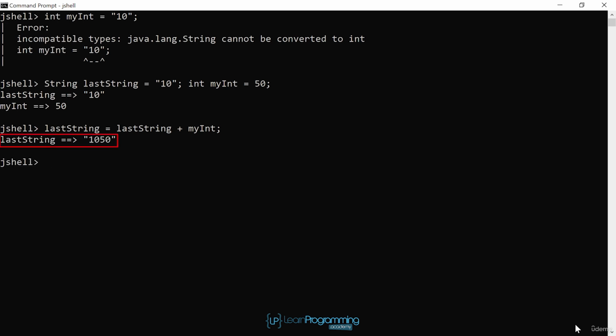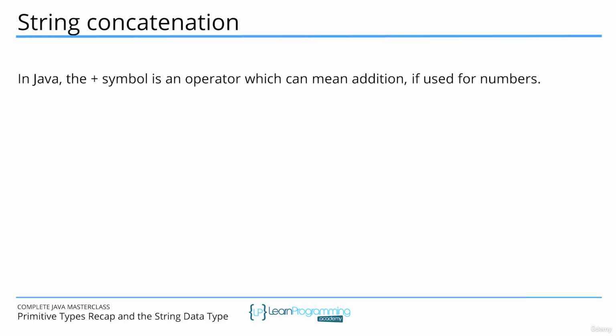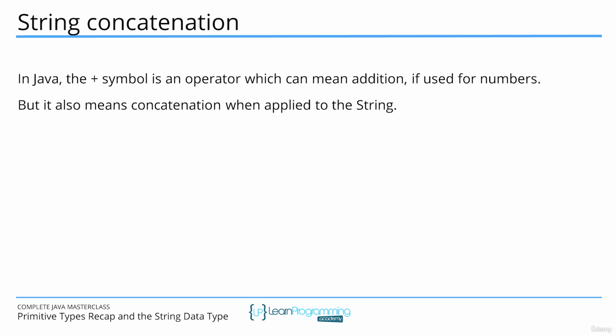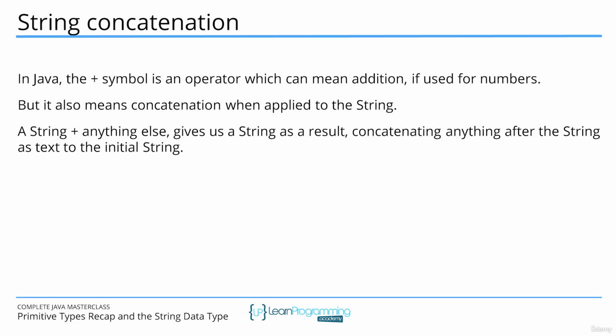You can see there that lastString is now equal to 1050. So even though we've used an integer data type now, in the second part of the expression, we've still ended up concatenating the integer to the string value 10. Our string variable, lastString, is still configured and set up as a string. In Java, the plus symbol is an operator which can mean addition if used for numbers. But it also means concatenation when applied to the string. A string plus anything else gives us a string as a result, concatenating anything after the string as text to the initial string.